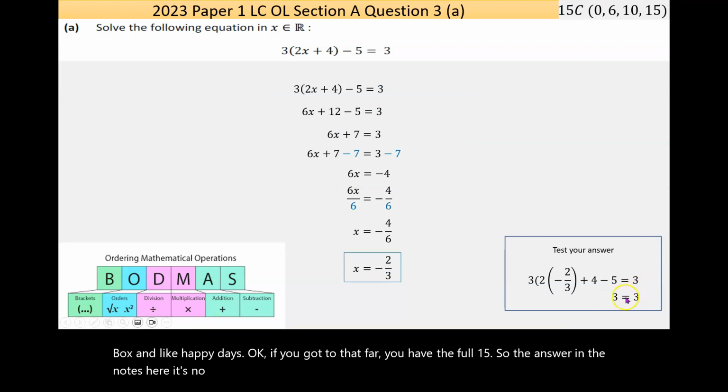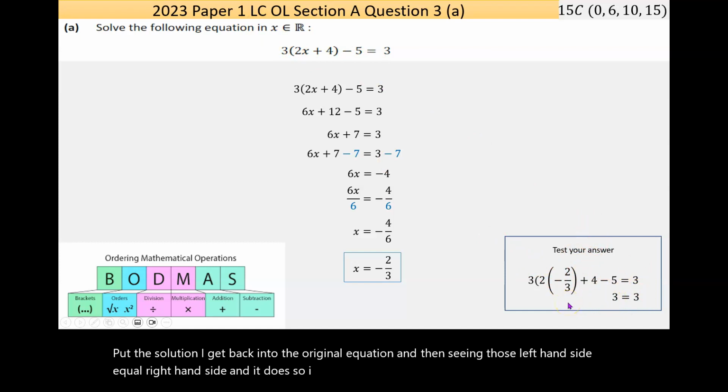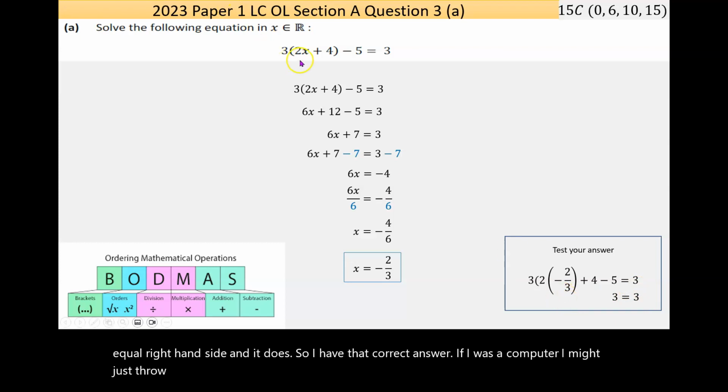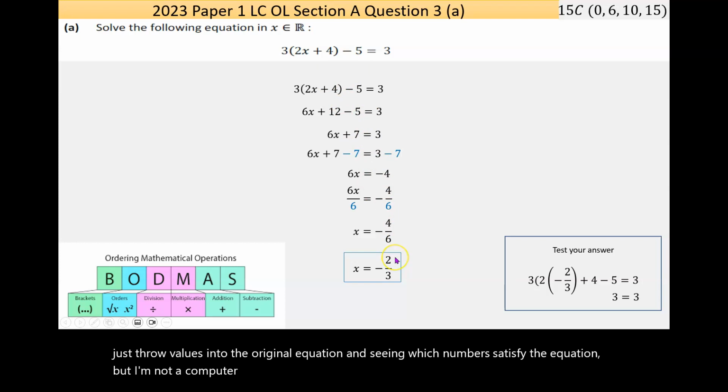Now I did test my answer. I put the solution I got back into the original equation and saw whether the left-hand side equals the right-hand side, and it does. So I have the correct answer. If I was a computer, I might just throw values into the original equation and see which numbers satisfy the equation. But I'm not a computer, so we have to use the system of algebra to solve the issue.